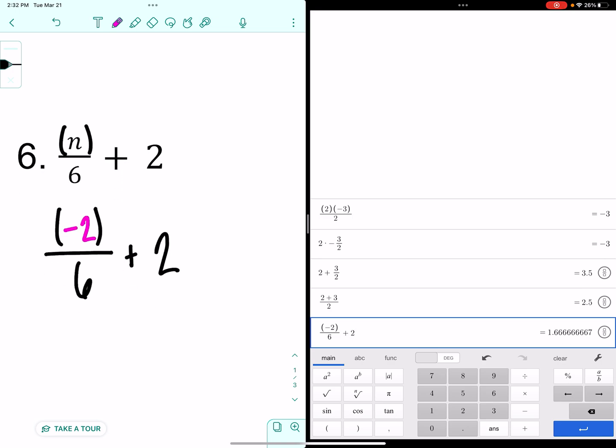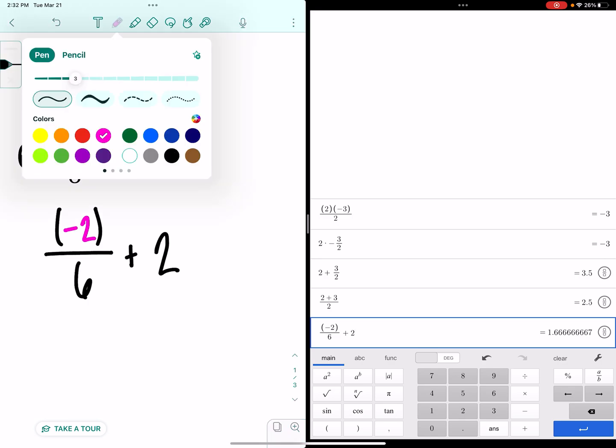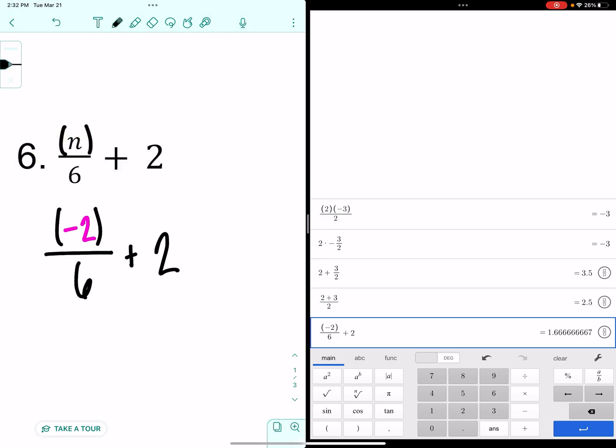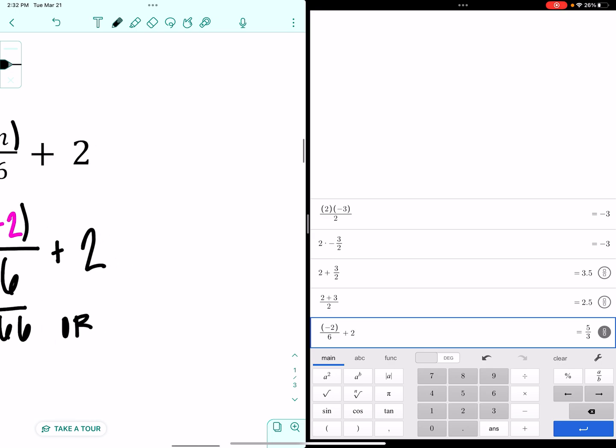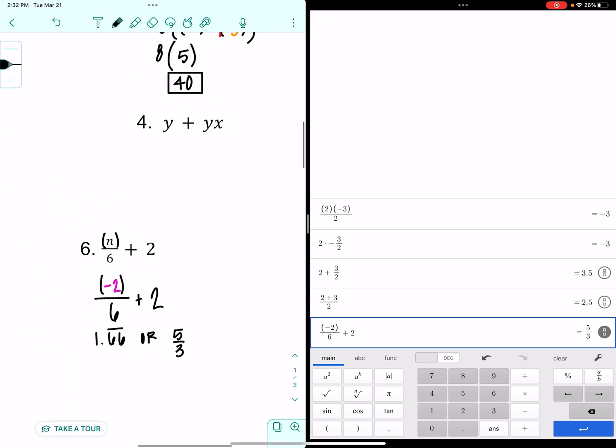Now, if you leave this answer as 1.66 repeating, that is perfectly acceptable. The other option would be to change it to an improper fraction. So both of those are completely acceptable responses.